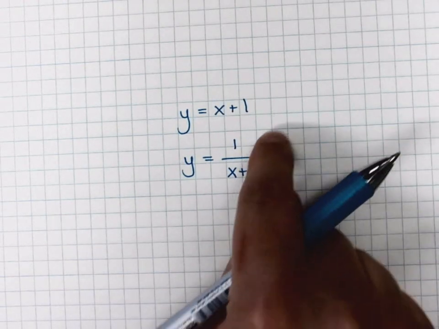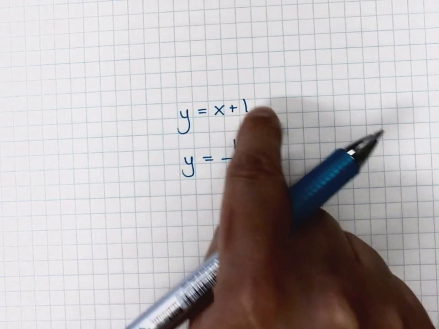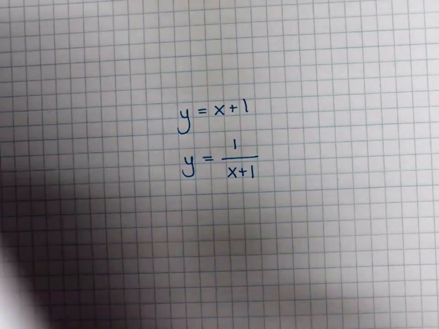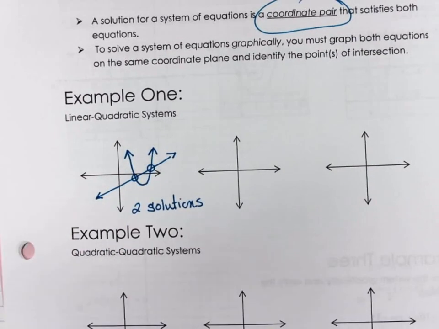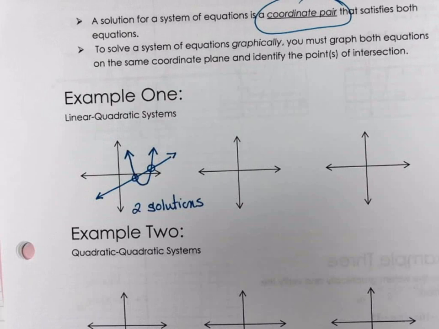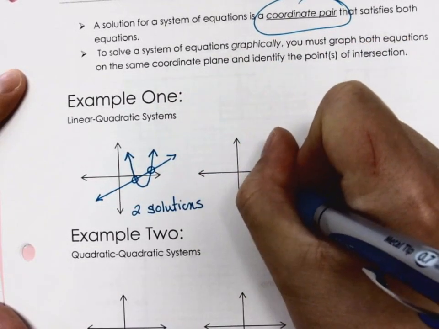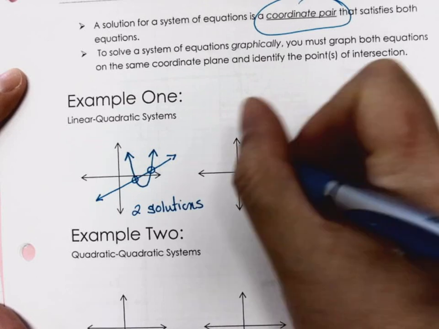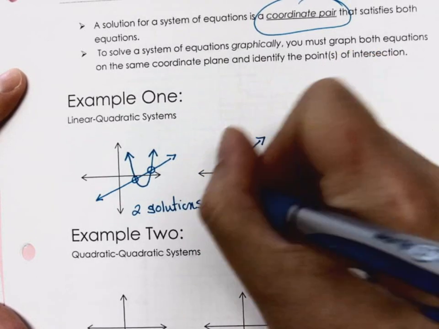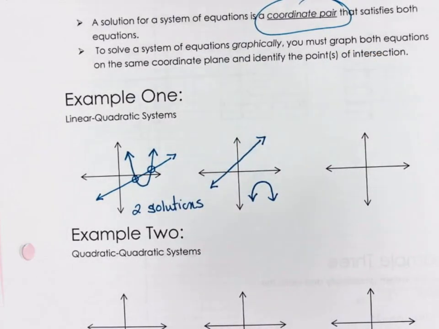So we call these invariant points because we did something to this graph to get the next graph. These two are going to be two completely different equations. So that's why we call them points of intersection and not, what did I say, invariant points. Okay, another option. Another beautiful parabola. How many solutions on that one? None.